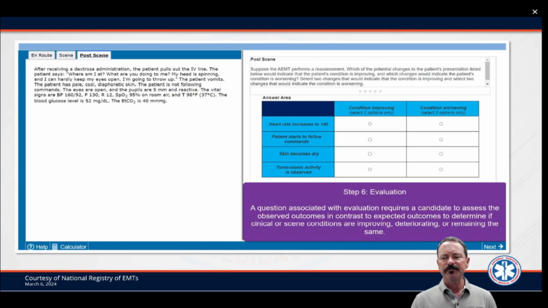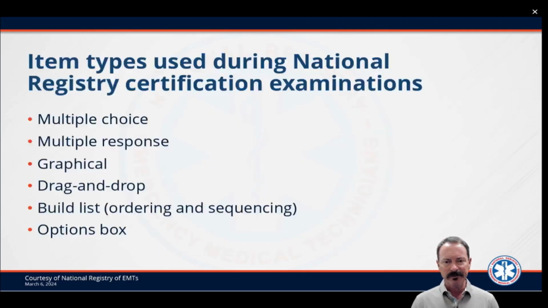So, different types of questions that we have. Again, items in the types that are used during the National Registry certification examinations. Again, I said it's going to be multiple choice, multiple response, graphical, drag and drop, building a list, order and sequencing, and then an options box.